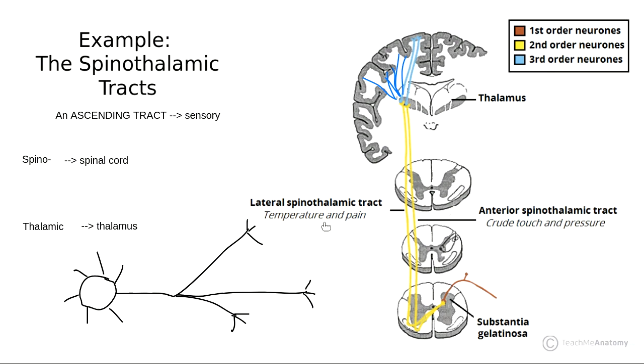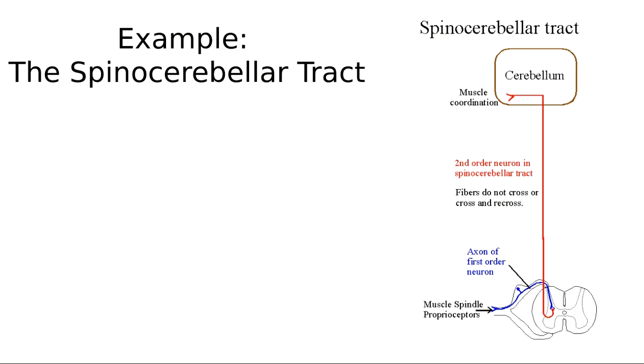Okay, so spinothalamic, from the spinal cord to the thalamus. Now we get a little bit trickier here. Our next one is called the spinocerebellar tract. Let's start with that spino part. Spino still means the same thing. What did that spino part mean? Yeah, spino means the spine, or more specifically, the spinal cord. Spino still means we start in the spinal cord.